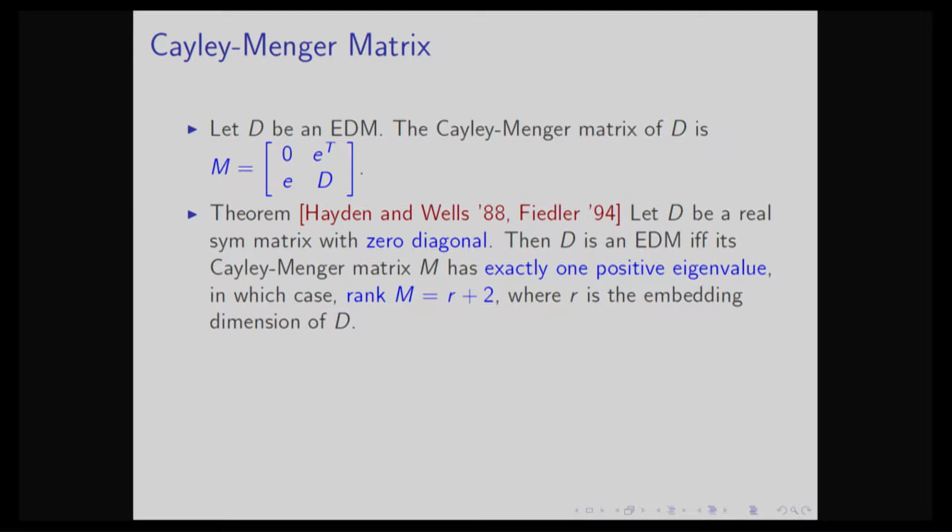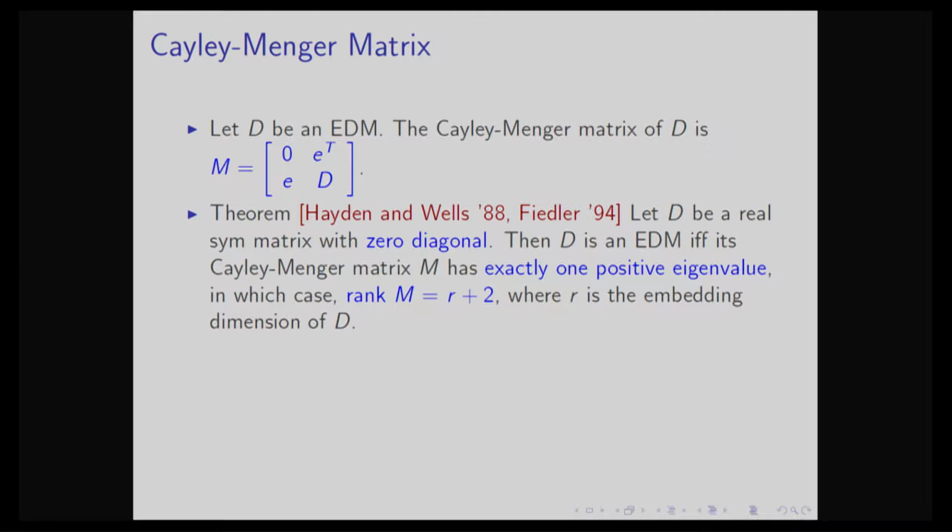Here's another characterization of EDMs in terms of the Cayley-Menger matrix. So D, again real symmetric with zero diagonal, is an EDM if and only if the Cayley-Menger matrix has exactly one positive eigenvalue, in which case the rank of M is equal to r plus 2. r is the embedding dimension of D. So this is a third characterization of EDMs.